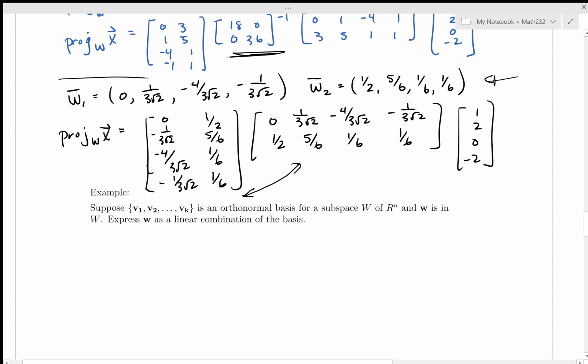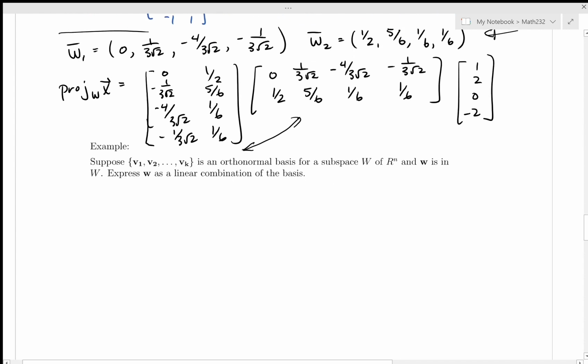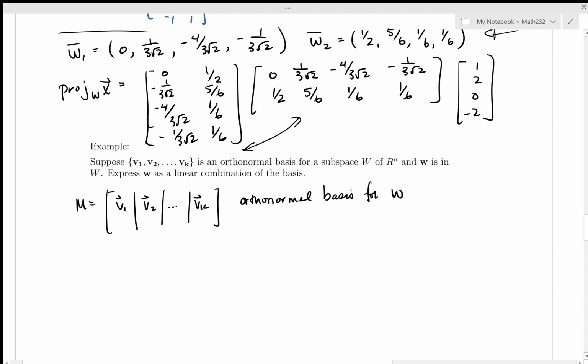Now imagine that we do have an orthonormal basis for a subspace, and we have some vector in the subspace. We want to express that vector as a linear combination of the basis. So we know that B1, B2, through to BK, those vectors, form an orthonormal basis for W. Okay, we know that little w, the vector, is in the subspace.